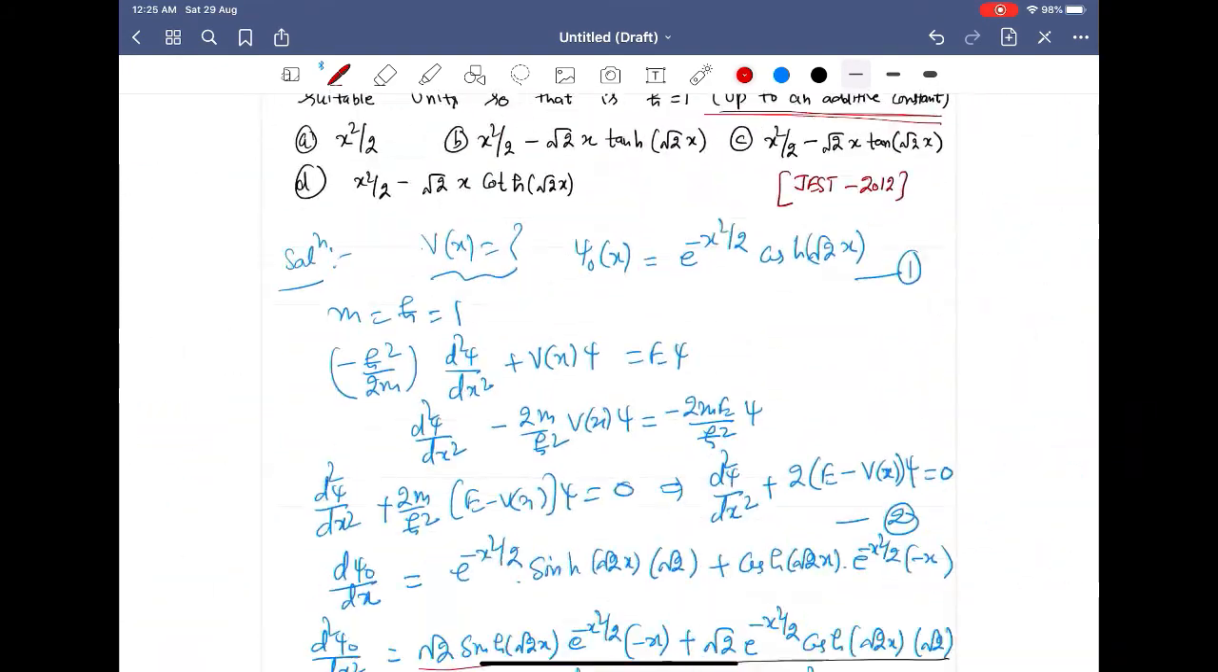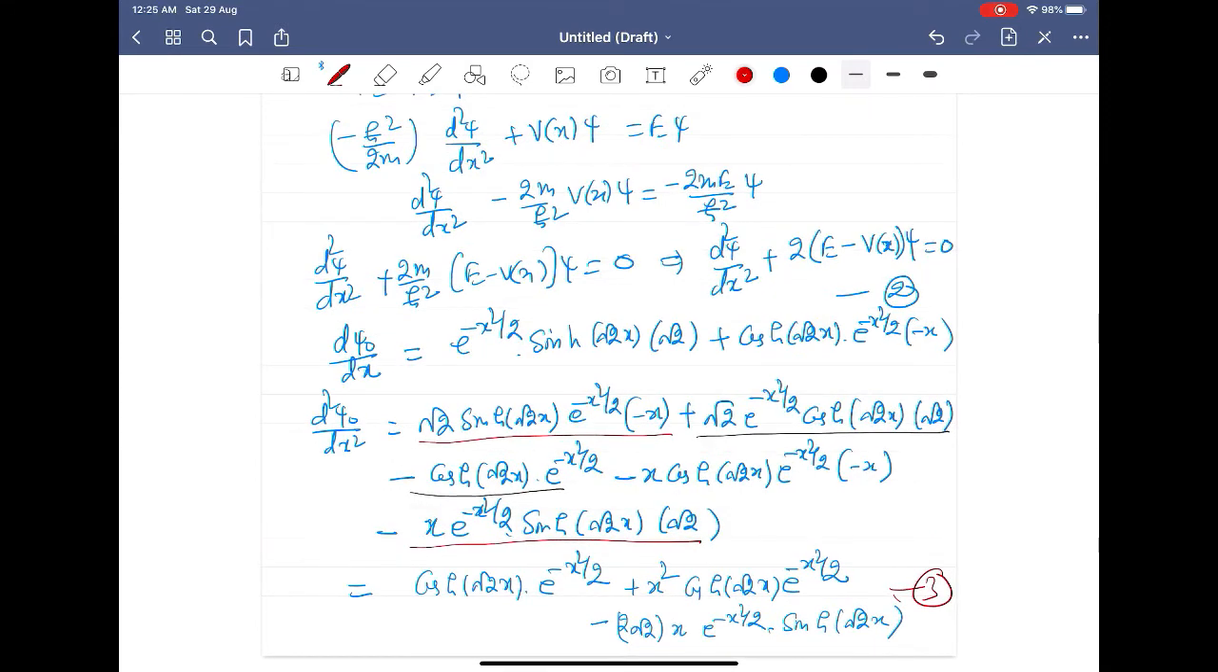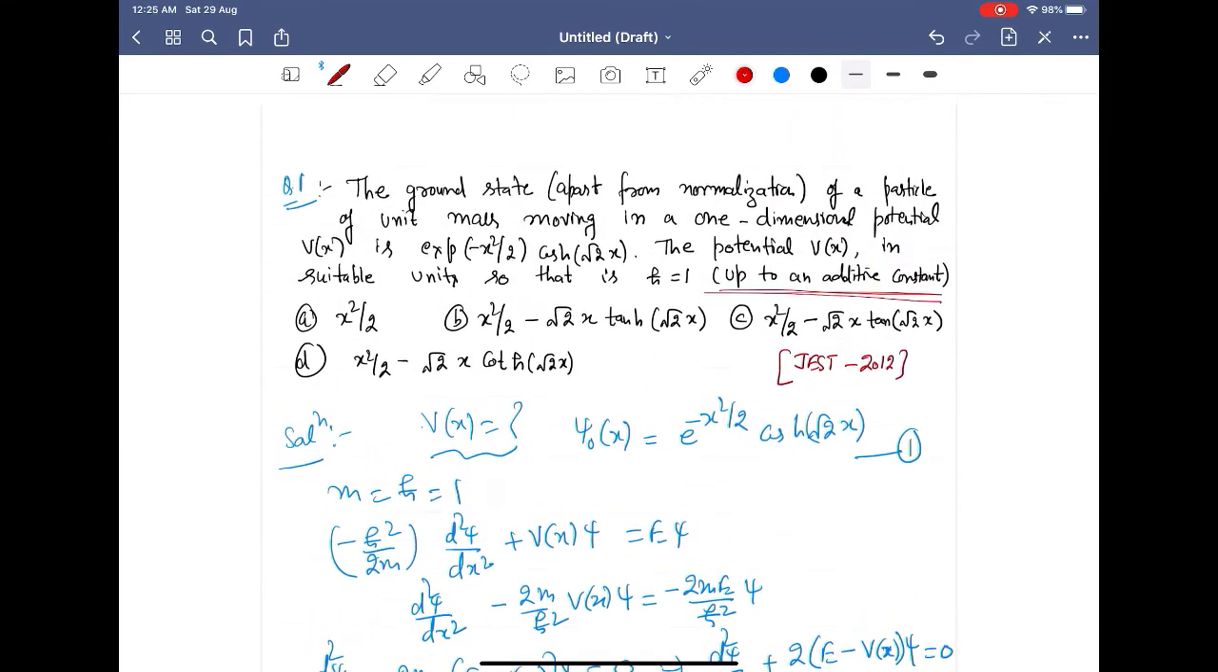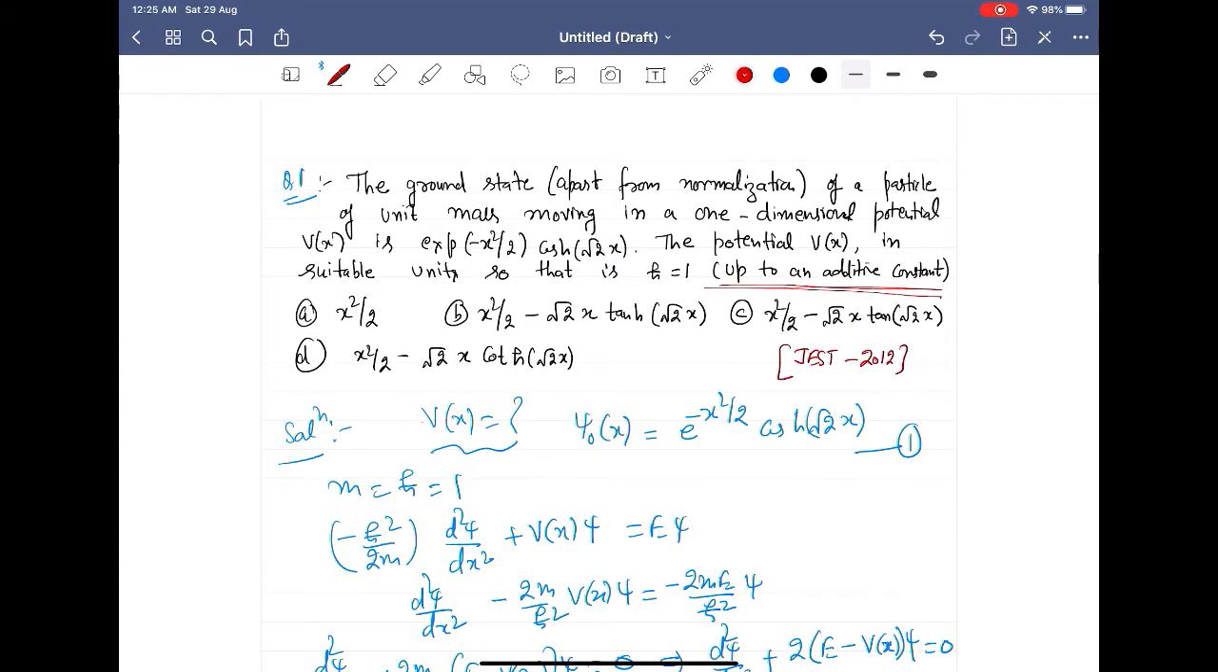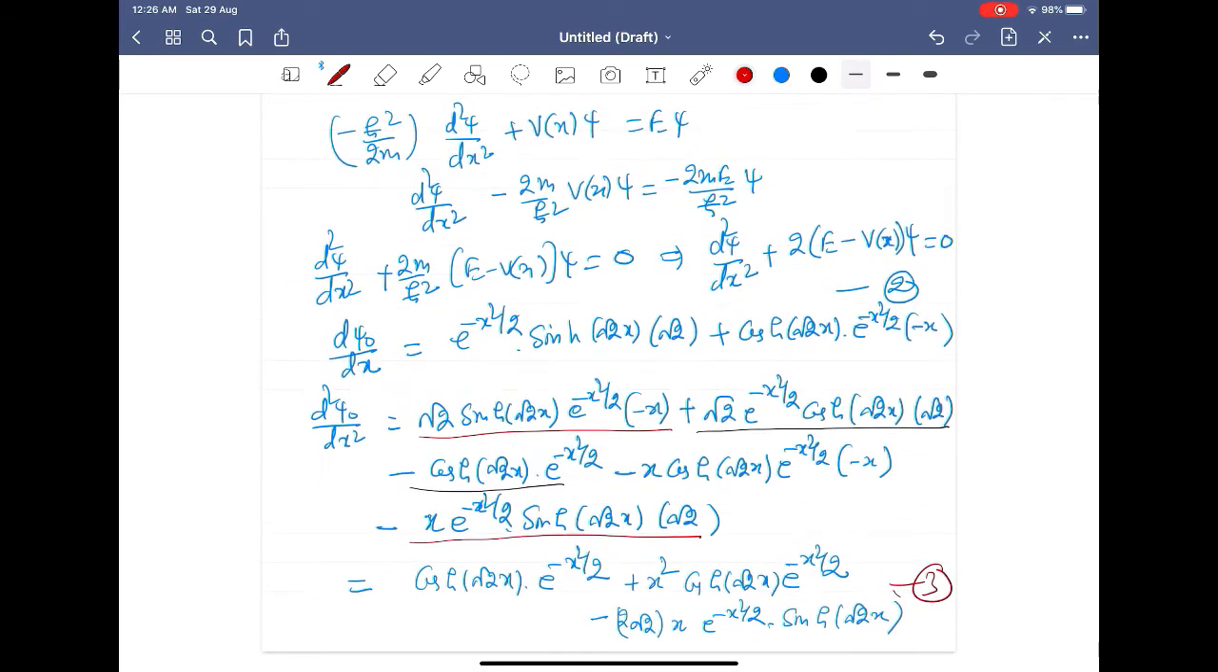Okay, so this was a simple question. There were just some mathematical steps involved, and let's go to the second question. This question was, by the way, asked in JEST. It is an Indian entrance examination, considered one of the toughest for MSc and PhD programs.